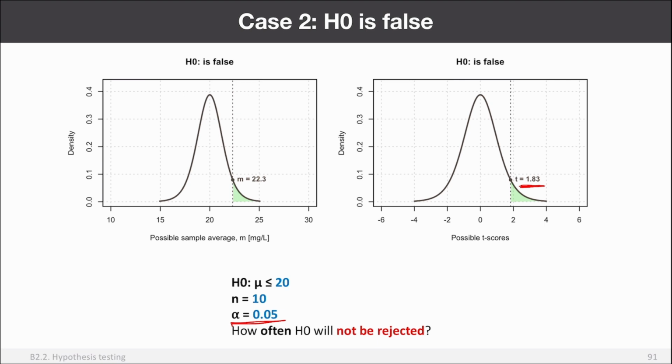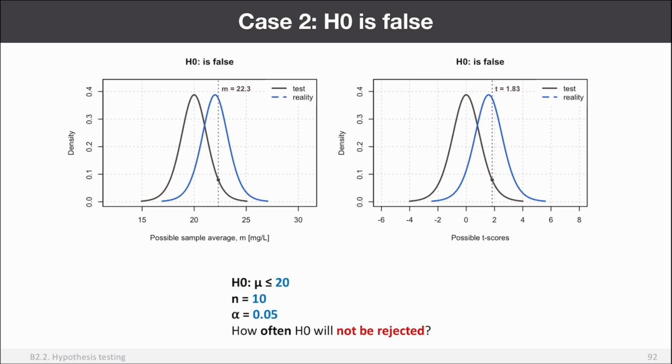So every time we have a t-value here, it means that our sample average will be here. We will not reject the null hypothesis, and that's exactly the situation that we would like to avoid. But every time it's bigger than that, we reject it. And that's why it's shown green, because in this case, rejection of the null hypothesis is a good decision, a correct decision.